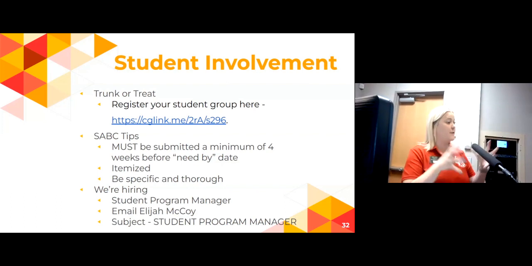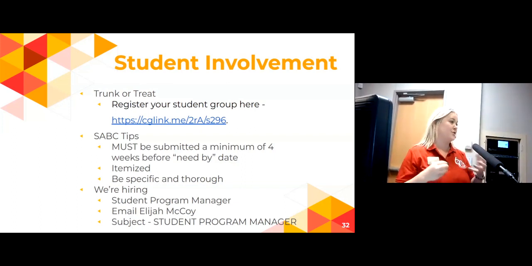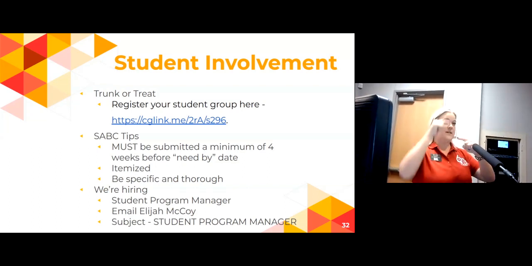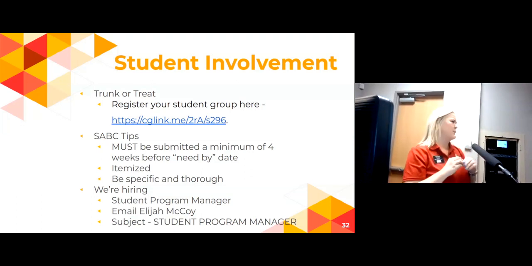They had their first meeting for the fall on Monday, and we looked through a lot of budgets. We noticed a lot of them were missing some things, and student organizations weren't getting full funding because of these common errors. So I wanted to point those out. The first thing is that you must submit your budgets a minimum of 4 weeks before your need by date. I know that's tough, but the SABC only meets every other week, and then we have to figure out payment. For example, if you want money for Trunk or Treat, which is October 28th, you have to think backwards 4 weeks. I believe that would be September 30th, which is in a couple weeks.